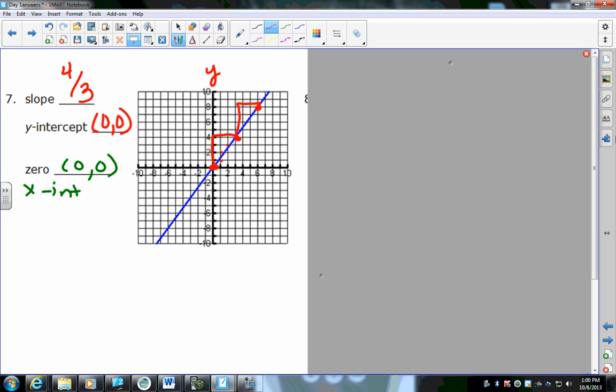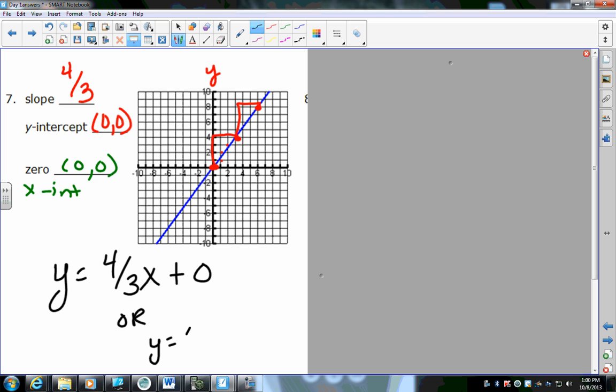Now, to write my equation, I get y equals, your slope is 4/3 x. Your y-intercept is 0 plus 0. You can write it this way, or better yet, is y equals 4/3 x.